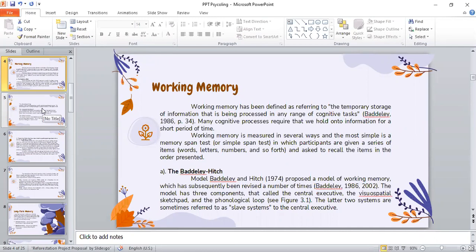And then the first is the Baddeley and Hitch model. Baddeley and Hitch proposed a model of working memory which has subsequently been revised a number of times. The model has three components called the central executive, the visuospatial sketchpad, and the phonological loop. The latter two systems are sometimes referred to as slave systems to the central executive. Next.